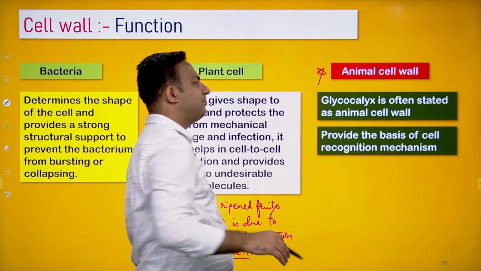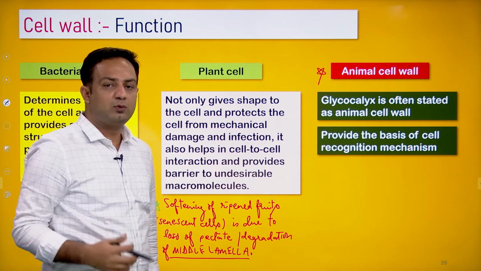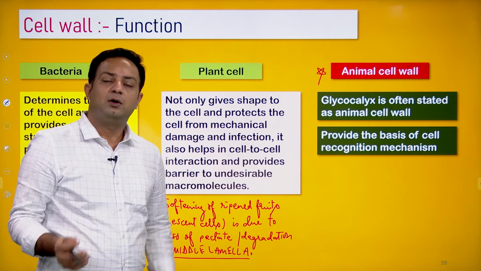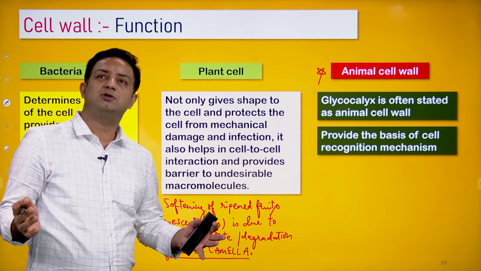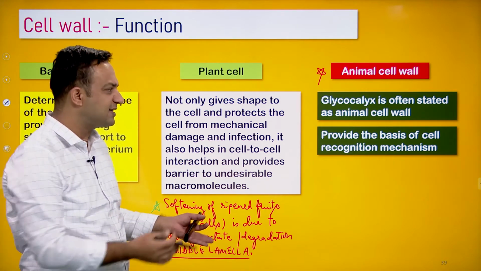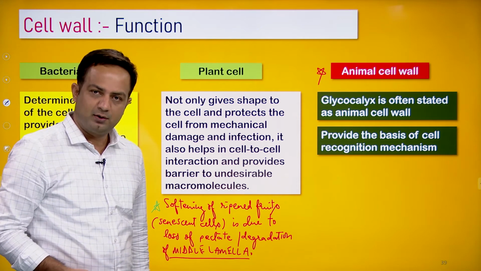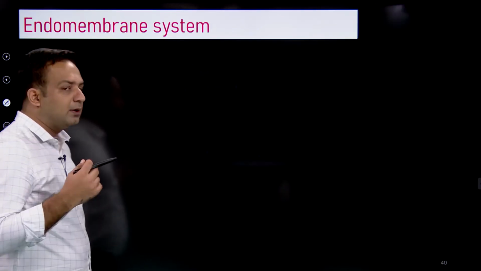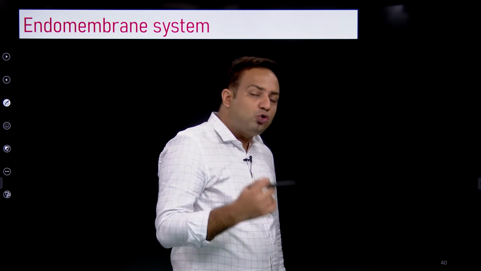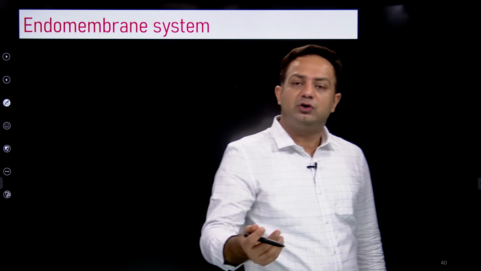It is just on the basis of a question. If asked what is the function of the animal cell wall, don't give a second thought that the cell wall is not there in the animal cell. They must be asking about glycocalyx, right? Next, there are so many cell organelles in the eukaryotic cell.